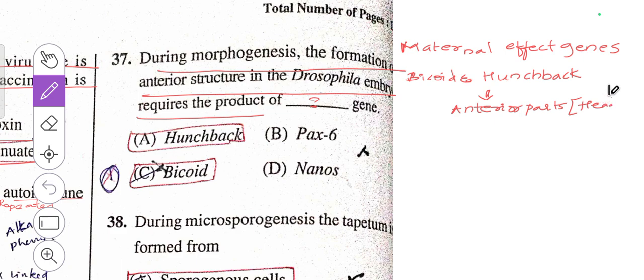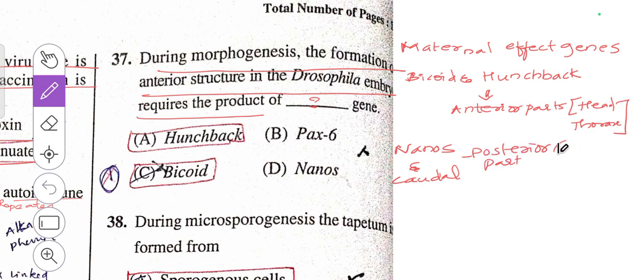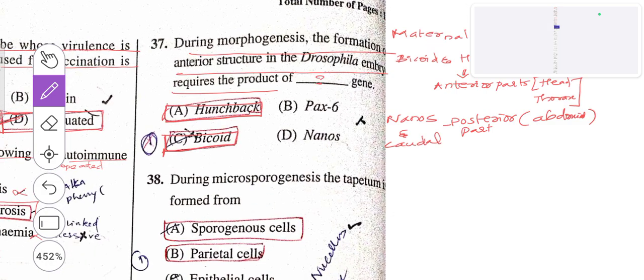and thorax, and nanos and caudal will form the posterior part, that is the abdominal part. So hunchback and bicoid both are the answer here. Both will form the anterior part, that is the formation of the anterior structure in a Drosophila embryo.